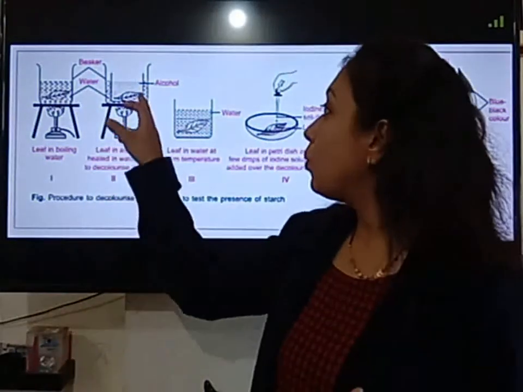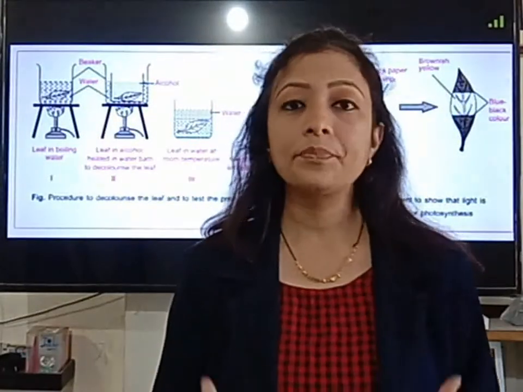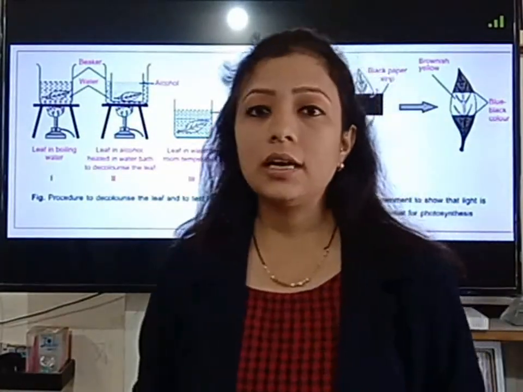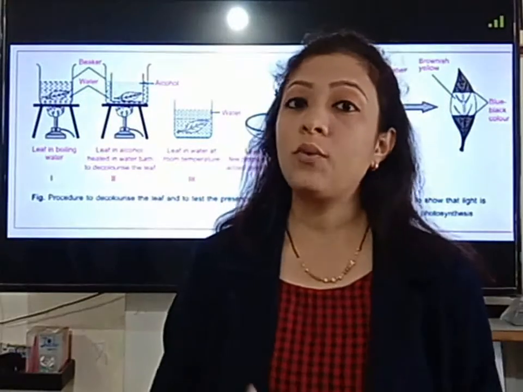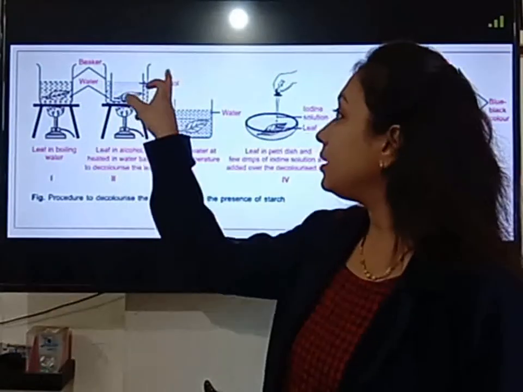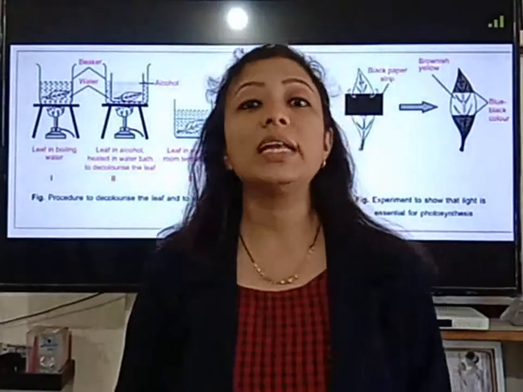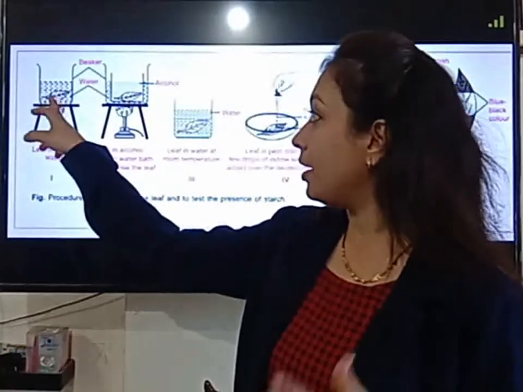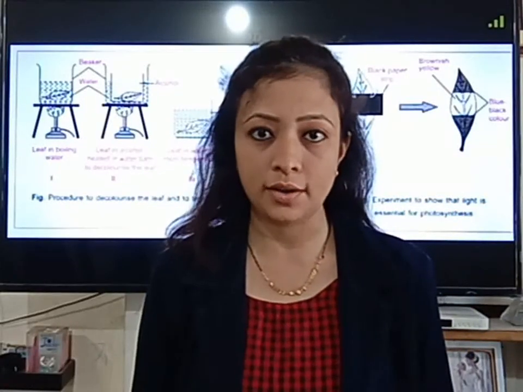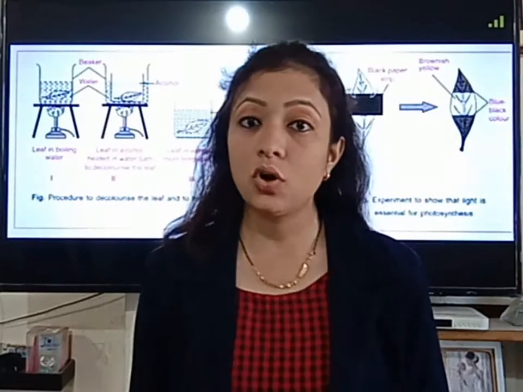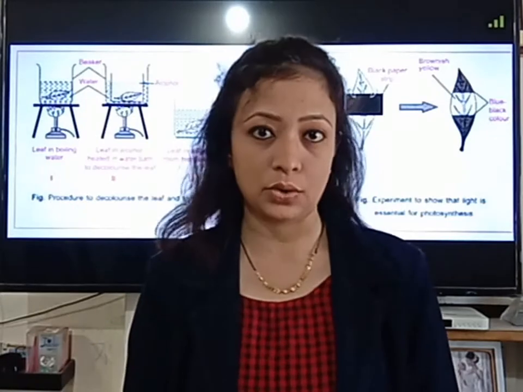Now children, once the alcohol starts boiling, you will observe that the color of the alcohol slowly changes from colorless to green. Now children, why does this happen? Because the chlorophyll gets dissolved in this alcohol. Here, as we have boiled the leaf in water, the water is unable to remove the chlorophyll because chlorophyll does not dissolve in water. It dissolves in an organic solvent such as alcohol.